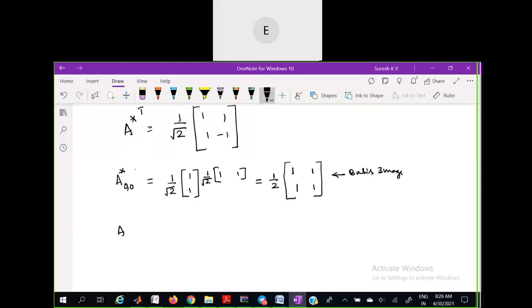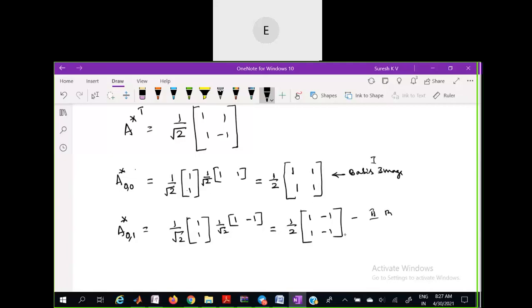Now the second basis image: I'll take the first column and the second column and take the outer product. So the first column is 1 by root 2, 1 and 1, and the second column I have to take the transpose of. It is 1 by root 2, 1 and minus 1. So I'll get 1 by 2 into 1 minus 1, 1 and minus 1. So this is the second basis image.